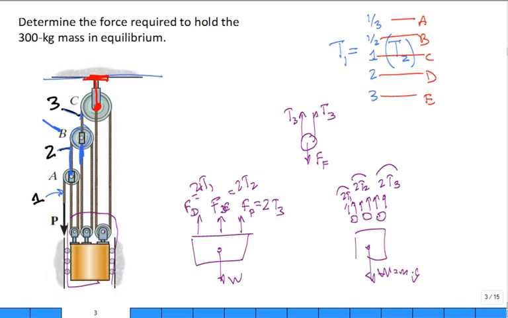Now that we have a free body diagram for pulley at A, I ask the same question, so only 30 seconds. What is T1 equal to T2? It's 1/3 times T2, 1/2 times T2, 1 times T2, 2 times T2, or 3 times T2? Answer A through E.